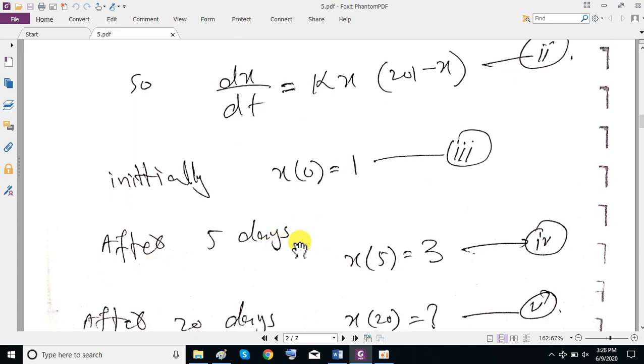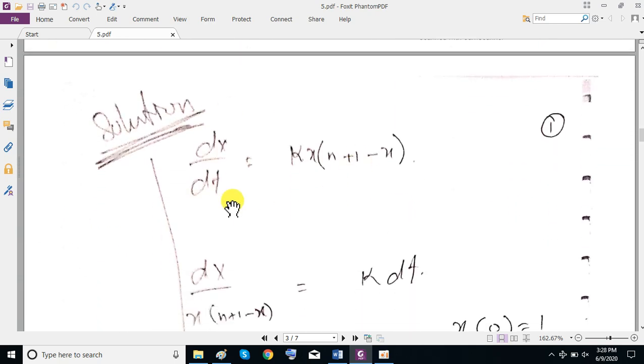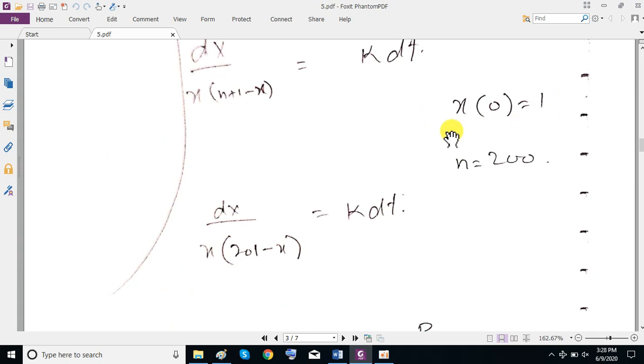And after 5 days, this is time, so we put 5 days. After 5 days the number of infected people is 3. So we model this as x of 5 is equal to 3. And now the question is how many people will be infected after 20 days. So we model this as x of 20 will be equal to what? This is equation number 5. Now the solution: we take the equation and by separable variables we shifted this here and this here, and the initial condition is written here, x of 0 equal to 1, and the number of community is equal to 200.